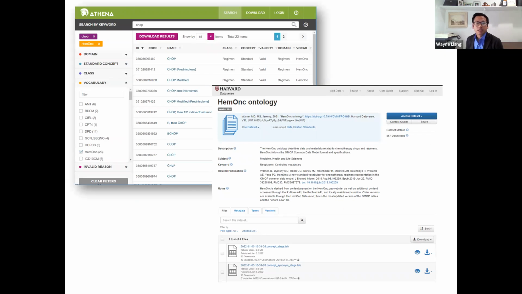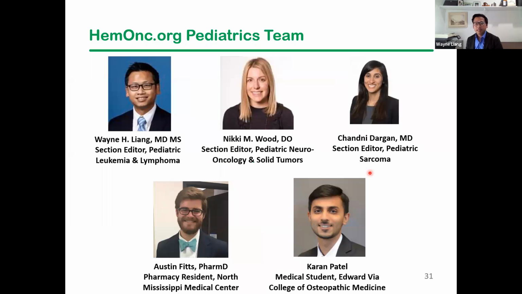So here's the example of the browser for the HemOnc vocabulary, and here is the Dataverse where you can download it to your own workstation to explore. So this is the pediatric team involved in abstracting pediatric regimens. We are working in partnership. The NCI identified this as the vocabulary they wanted to support, given that it was the largest and openly available vocabulary of cancer regimens. So they, in partnership with WSTAT, asked us to focus on abstracting pediatric regimens.